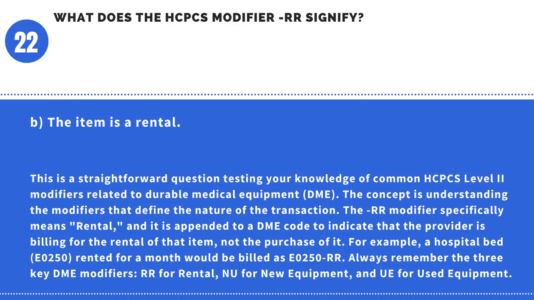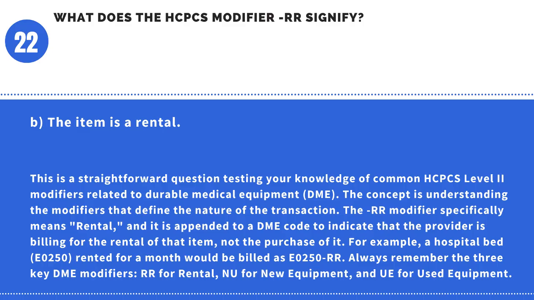Answer: B. The item is a rental. This is a straightforward question testing your knowledge of common HCPCS Level II modifiers related to durable medical equipment, DME. The concept is understanding the modifiers that define the nature of the transaction. The RR modifier specifically means rental, and it is appended to a DME code to indicate that the provider is billing for the rental of that item, not the purchase of it.